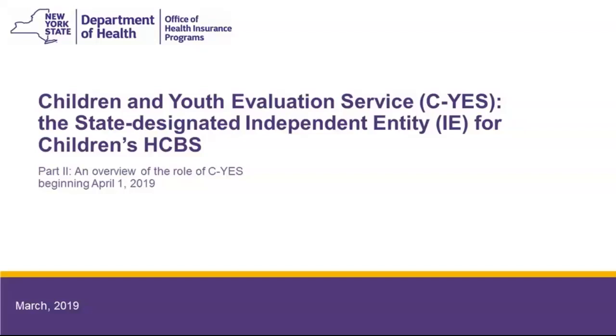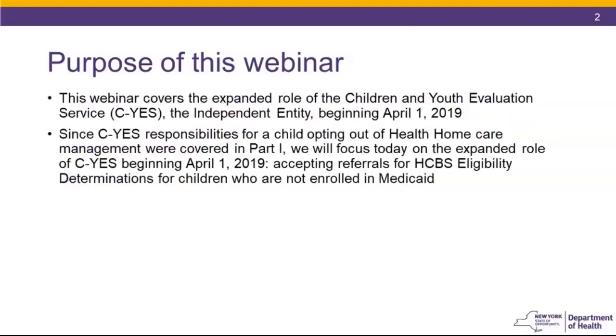Hi, thank you. Good morning, this is Kate from Department of Health. Thanks everyone for joining. This is, as we said before, part two of the role of CYES, the state designated independent entity for children's HCBS. So today what we're going to do is cover the expanded role of CYES, our state designated independent entity. Their role is expanding effective April 1st, 2019. Since CYES responsibilities for a child opting out of health home care management were covered in part one, we're going to focus today on the expanded role beginning April 1, which is accepting referrals for HCBS eligibility determinations for children who are not enrolled in Medicaid.